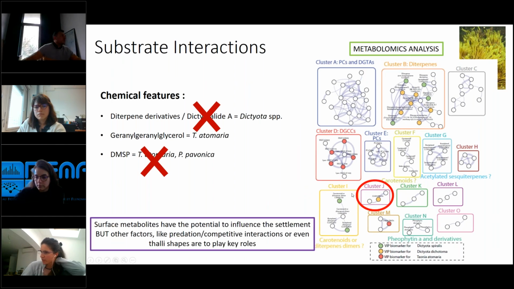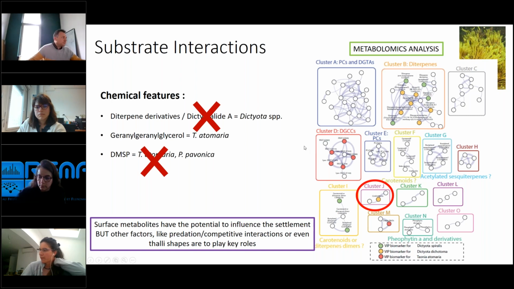So at this stage of the study, we can tell that, yes, surface extract from microalgae can have an influence on the settlement of Ostreopsis and its growth, but it's probably not the main factor of control, and other biological control probably happen, like predation or even the valley shape, or competition with other microalgae as well.